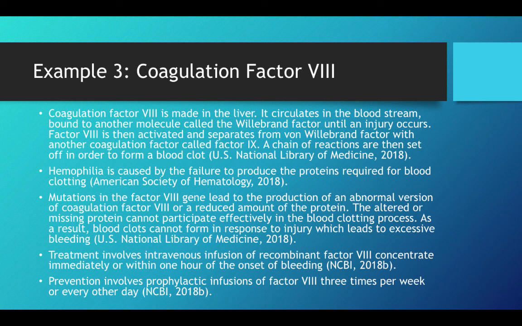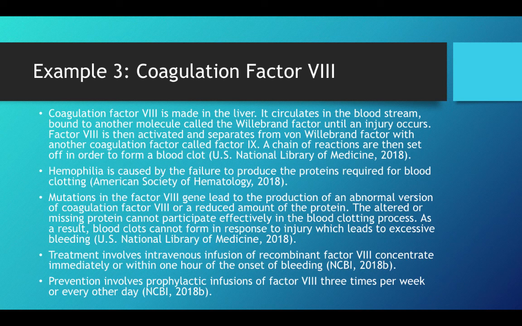A third example is coagulation factor VIII. Coagulation factor VIII is made in the liver. It circulates in the bloodstream bound to another molecule called the von Willebrand factor until an injury occurs. Factor VIII is then activated and separates from the von Willebrand factor with another coagulation factor called factor IX. A chain of reactions are then set off in order to form a blood clot.